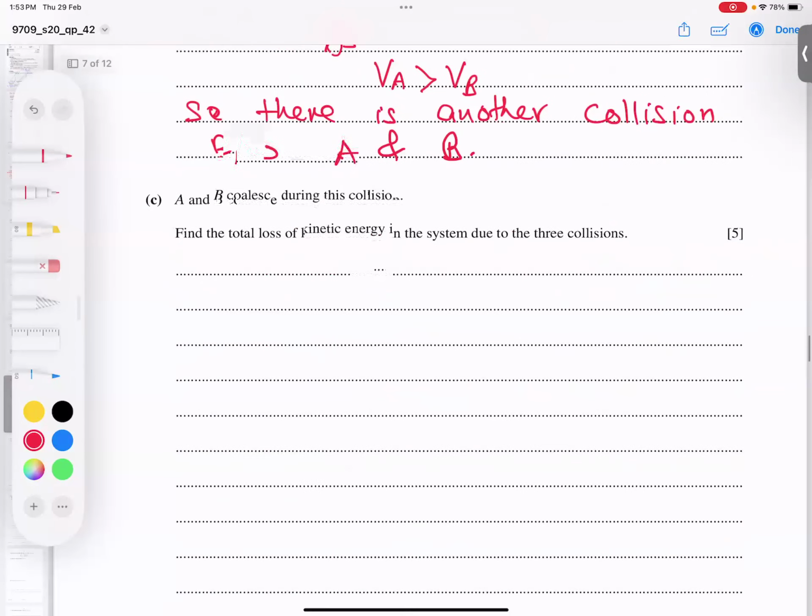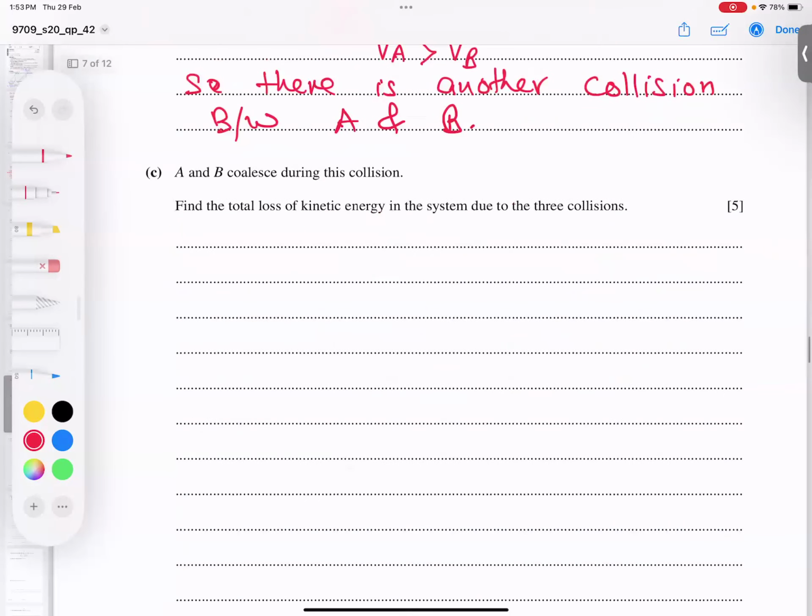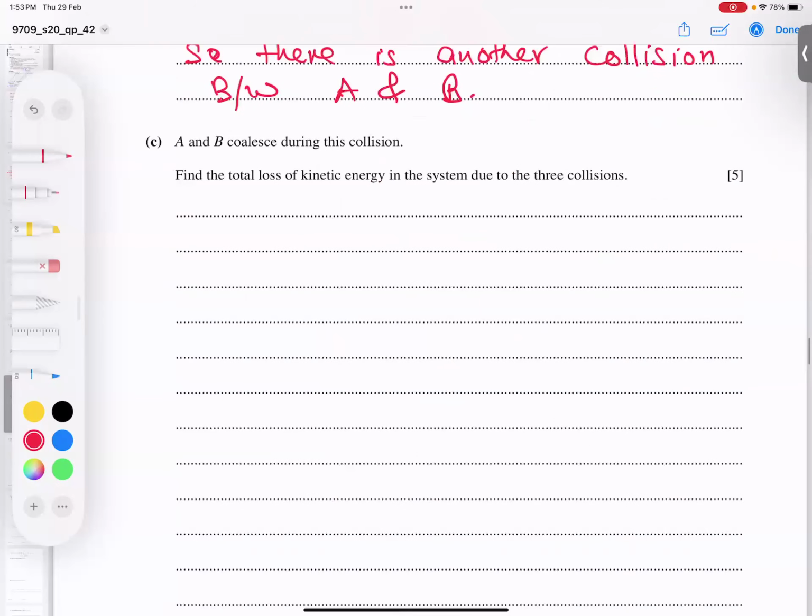Now he's asking here for 5 marks that A and B coalesce during this collision, and find the total loss of kinetic energy of the system due to the third collision. So we have to deal the same way again, but we need to find out the final velocities. So look at now here. We need to find out the final velocities.